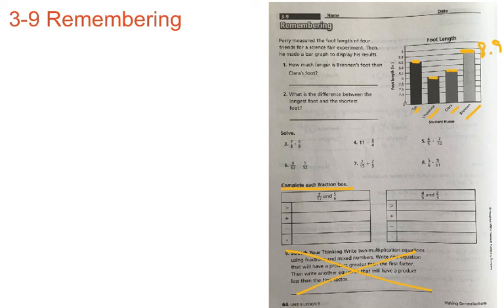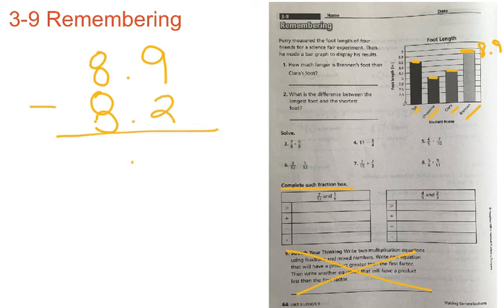Now when you look at number 1, it says how much longer is Brennan's foot than Clara's foot. So that tells you number 1 is going to be a subtraction problem. Brennan's foot, we know, is 8.9 inches, and we can see now that Clara's foot is 8.2 inches. And so we need to subtract to find the difference. First thing I do in a decimal problem is bring down my decimal. 9 minus 2 is equal to 7, and 8 minus 8 is equal to 0. So it's 7/10 of an inch longer, so 0.7 inches. And you can go ahead and write that on the line.